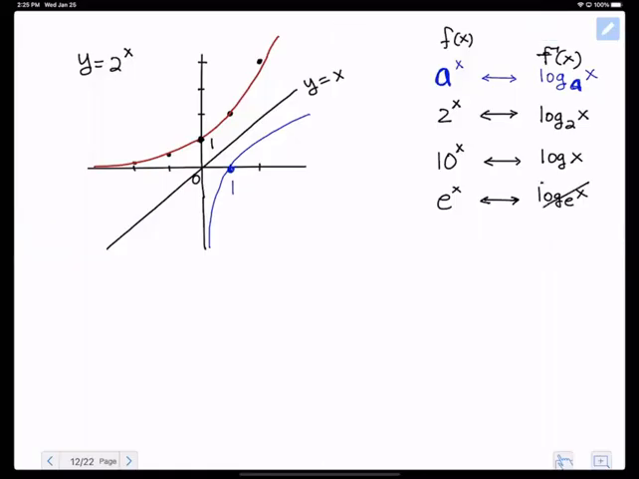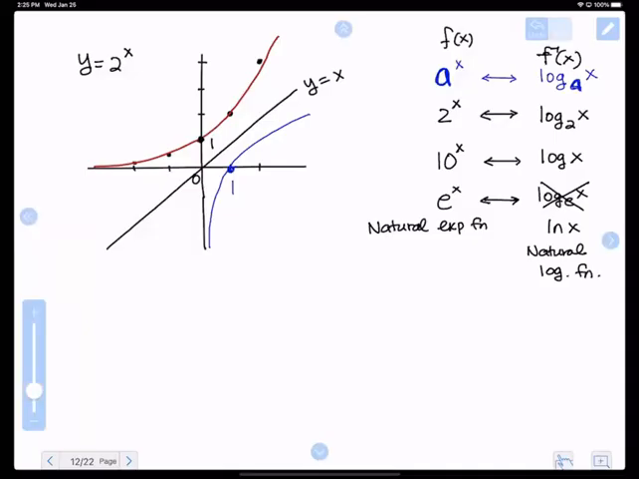We don't write it this way. We write it ln of x notation. Okay, so this is a natural exponential function. This is a natural logarithmic function, ln of x. So ln of x is log base e of x. Do you understand this? Ln of x is log base e of x.